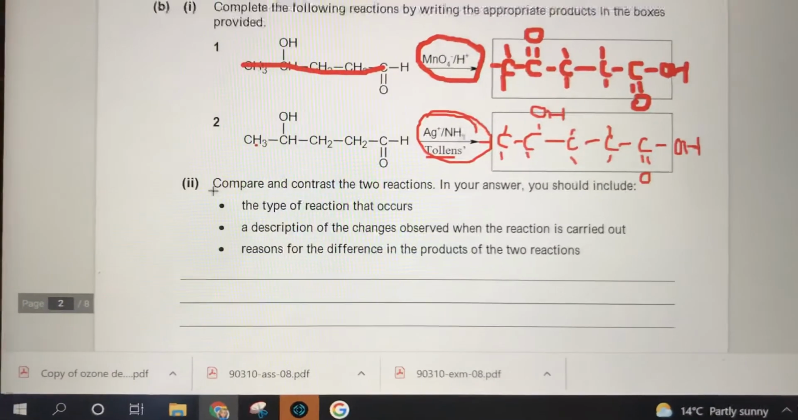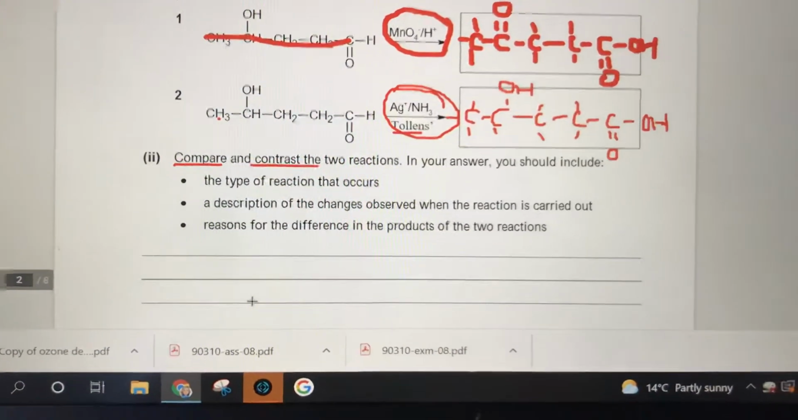Right, compare and contrast these two reactions. So remember, we want what is the same and what is different.